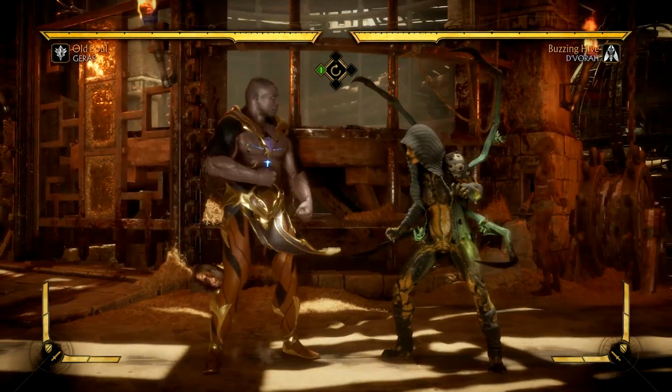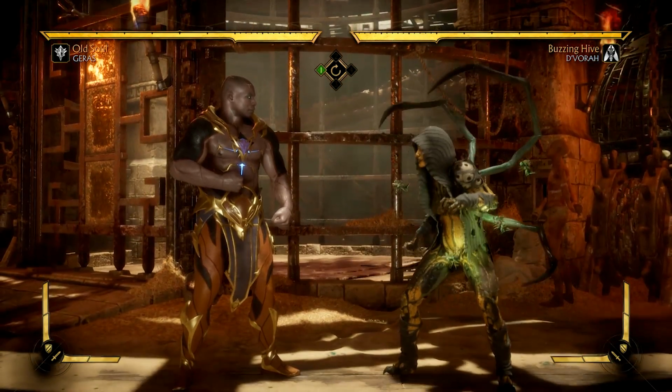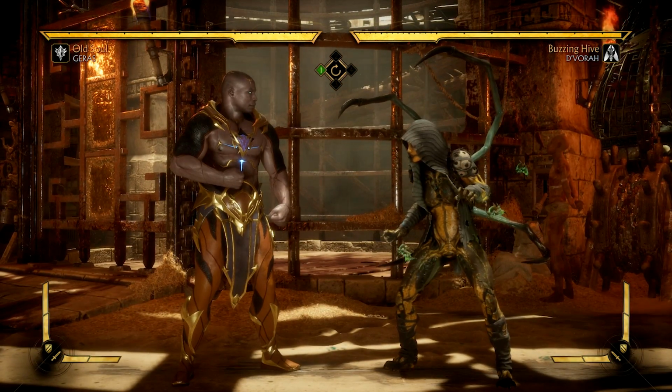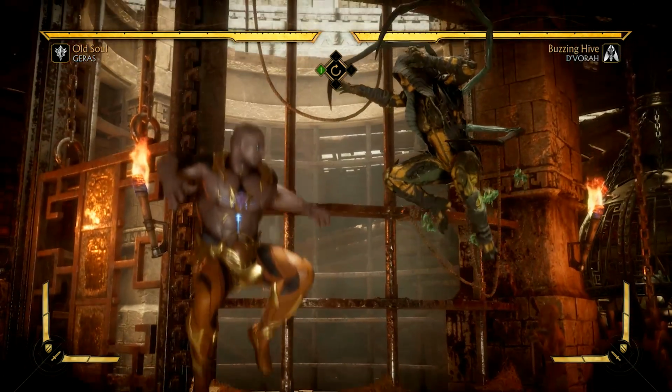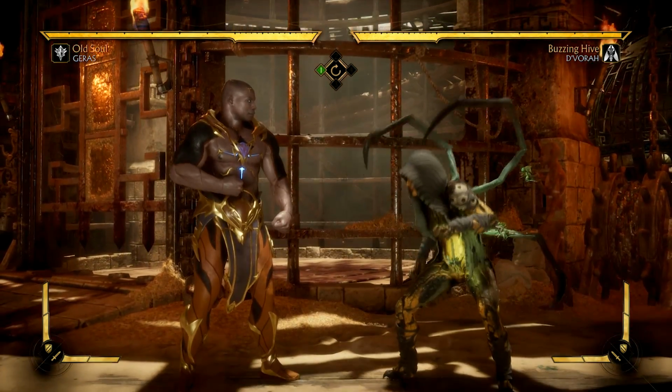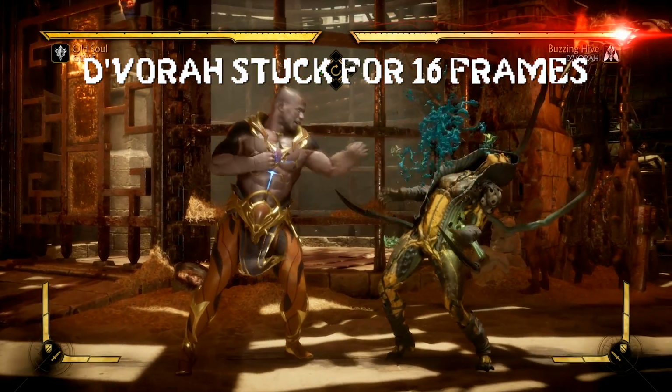This standing 1 being plus 16 on hit means that for 16 frames, Geras can move before the opponent can. An easy way to test this is to get hit by the move yourself and just hold up. If both players hold up after this connects, look at how early Geras can move before we can.